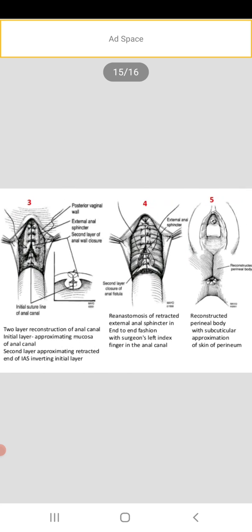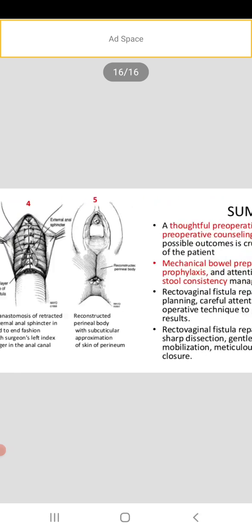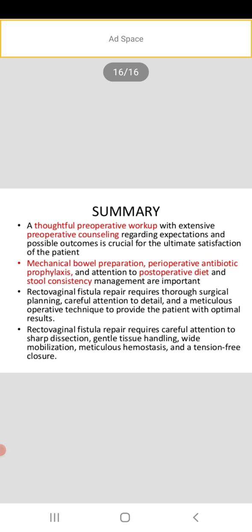Two layer reconstruction of the anal canal: the initial layer approximating the mucosa of the anal canal, the second layer approximating the retracted end of the IAS, inverting into the initial layer. Then end-to-end anastomosis of the retracted internal anal sphincter, and the perineal body is reconstructed.